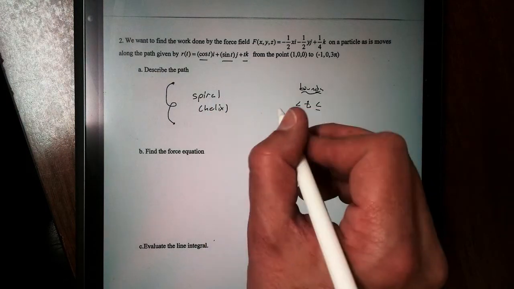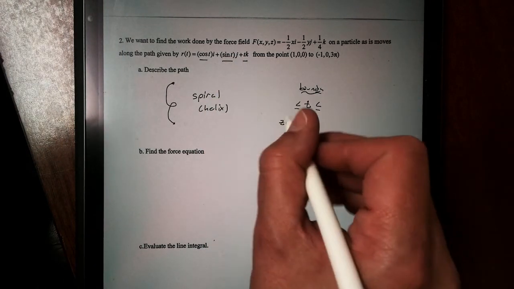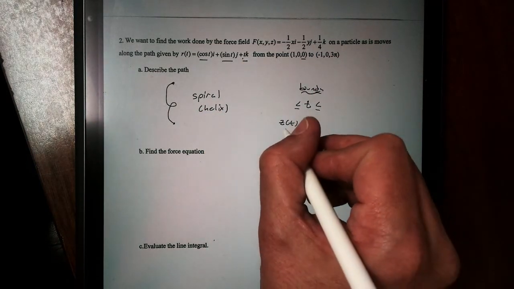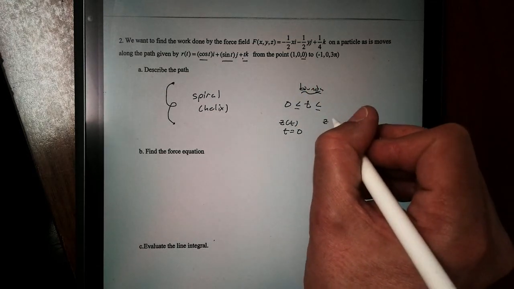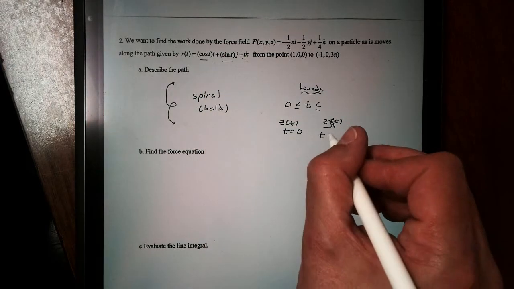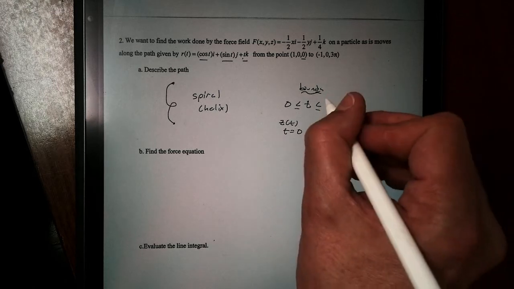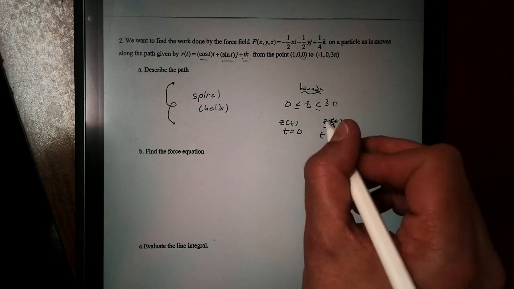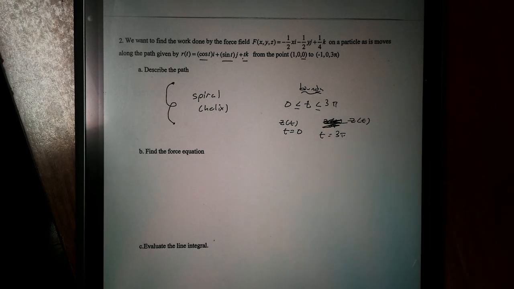I'll pick the last one, z of t. So here we're saying z of t. Well, what is z of t equal to at the beginning? 0. Well, what is t equal to? Well, we're saying t is 0. At the end, I'm going to use z of t again, but this time we're saying t equals 3 pi. So we're going from 0 to 3 pi. That should be z of t, because that's what we're using here.